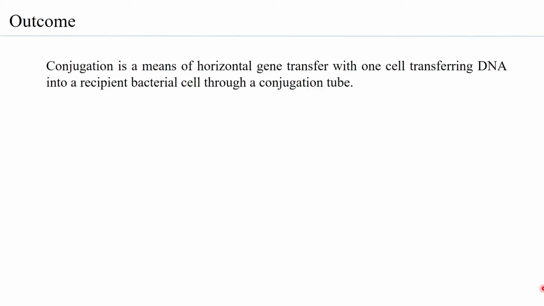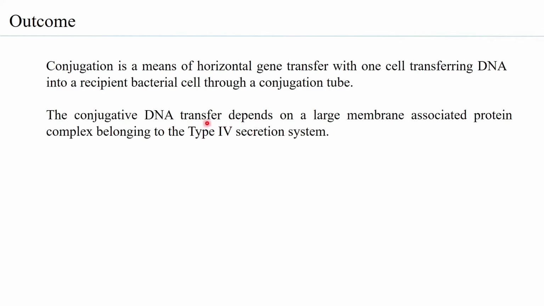So conjugation is a means of horizontal gene transfer with one cell transferring DNA into a recipient bacterial cell through a conjugation tube. And the transfer of this DNA depends on a large membrane associated protein complex. So that is what we understood by conjugation tube. And this complex belongs to the type 4 secretion system, which contains a specialized pilus.